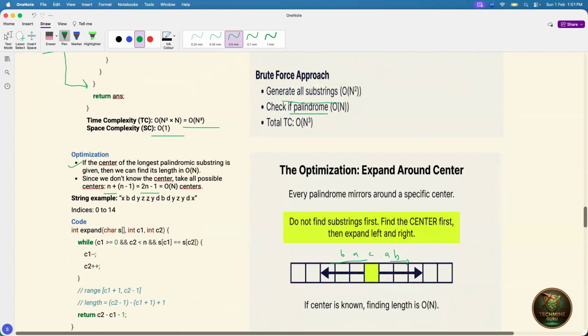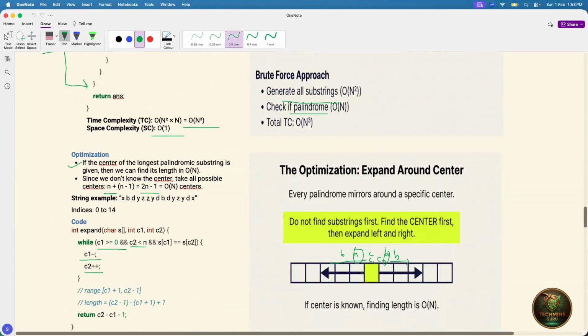Since we have to run two pointers, one backward and one forward, suppose we have taken the two pointers as C1 and C2. We have written the condition that C1 should be greater than or equal to 0 and C2 should be less than n, right? Since C1 is moving this side and C2 is moving this side. And using S of C1, we check whether this character is the same as this or not, and we keep moving backward and forward. For moving backward, we decrease C1, and for moving forward, we increase C2.